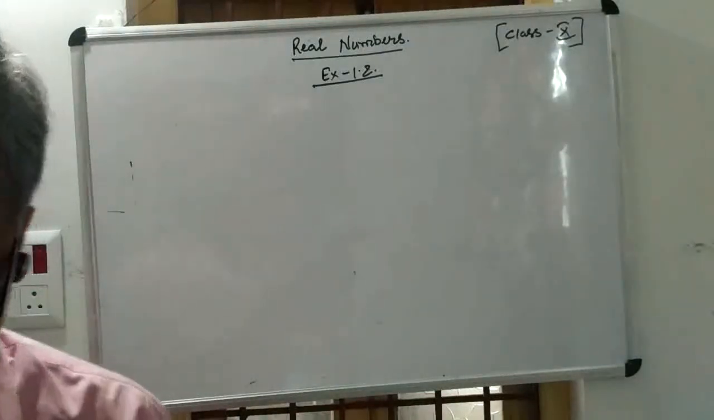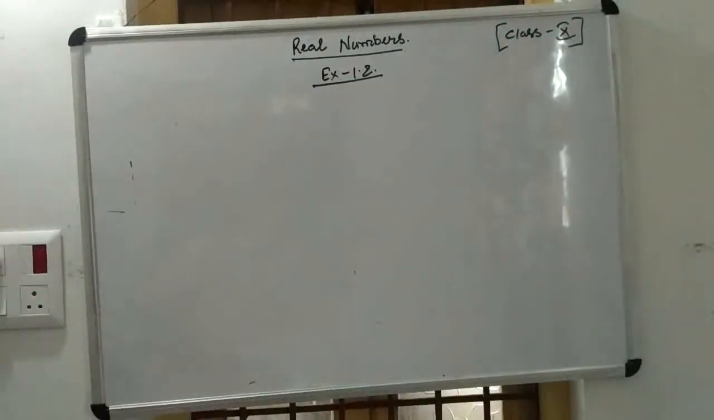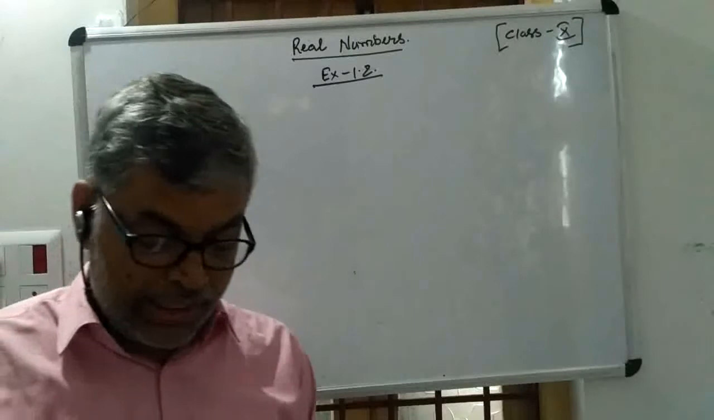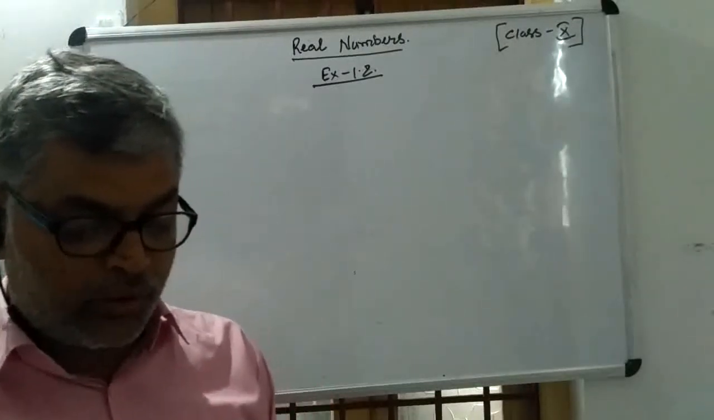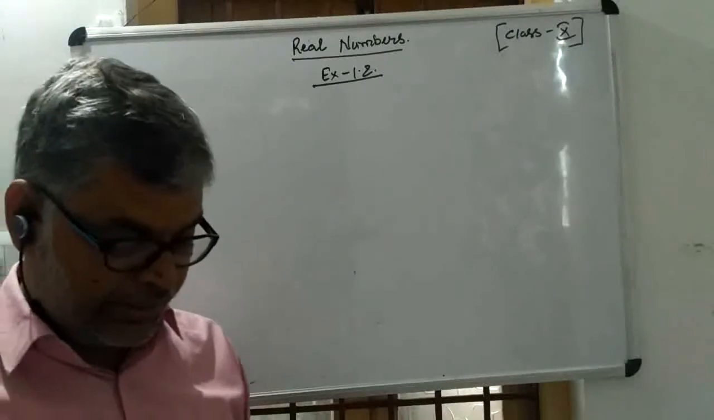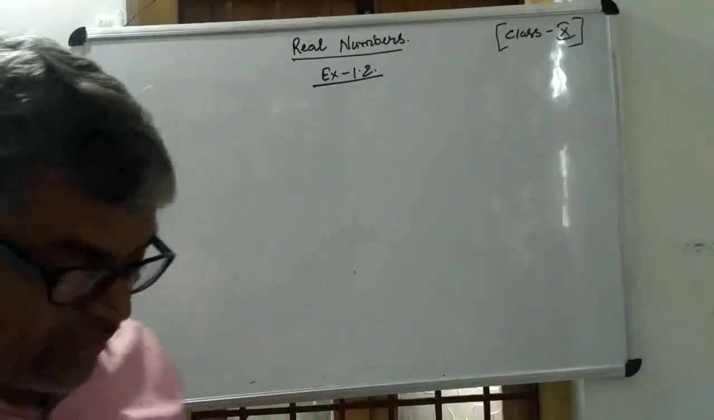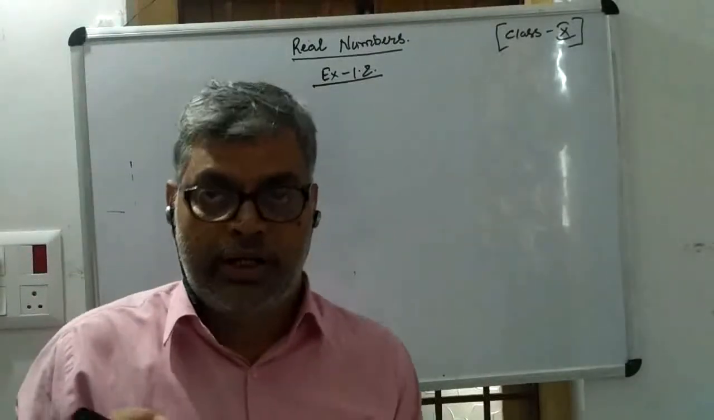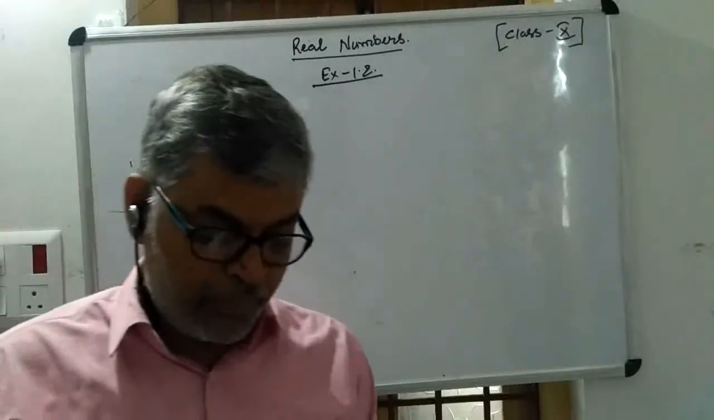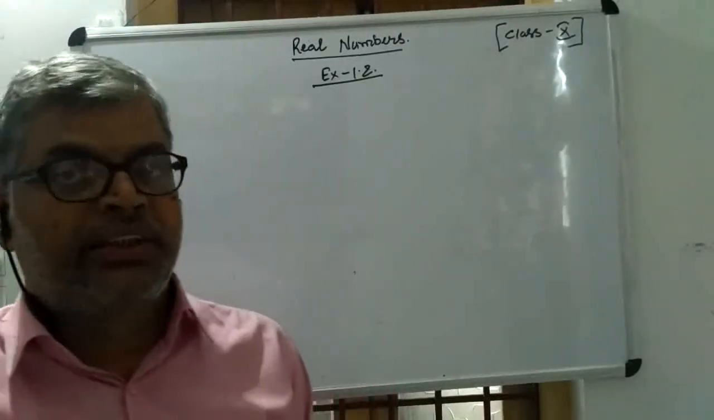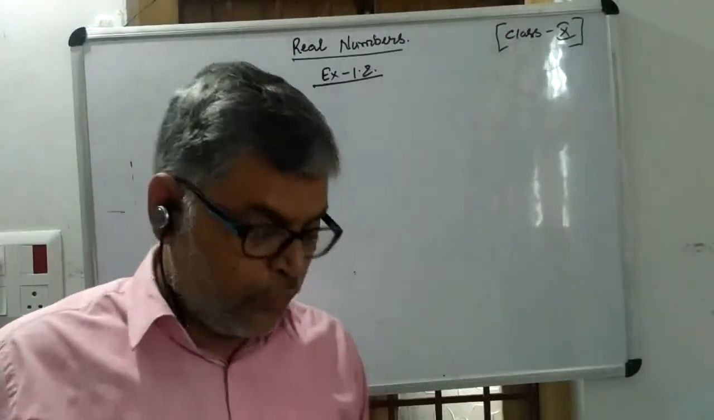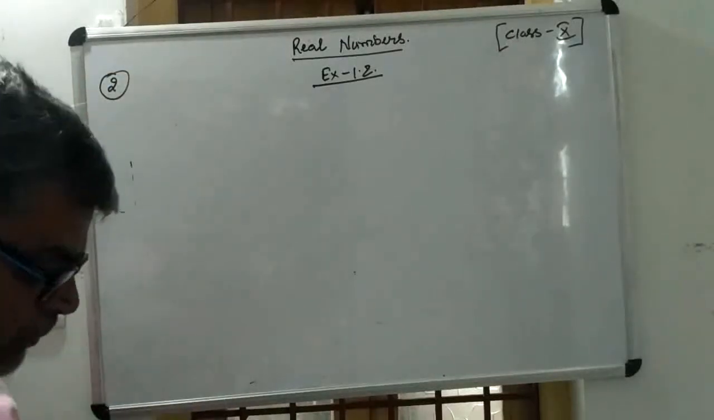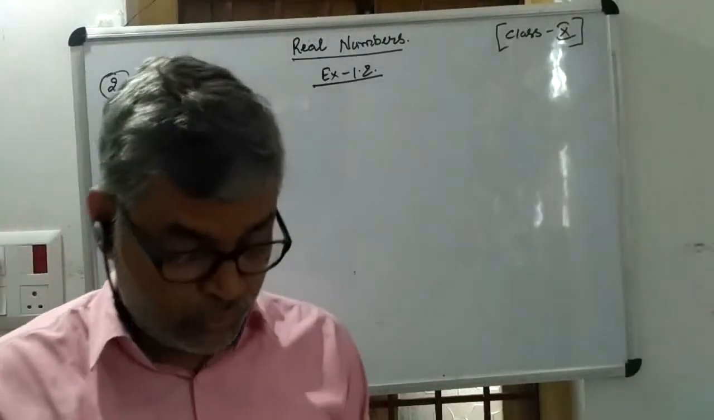Children, in this exercise you have to do the questions. First question is, express each number as a product of prime factorization. I think question number 1 of exercise 1.2 has already been discussed in my yesterday's video. So now we are taking from question number 2. This is question number 2 from exercise 1.2.